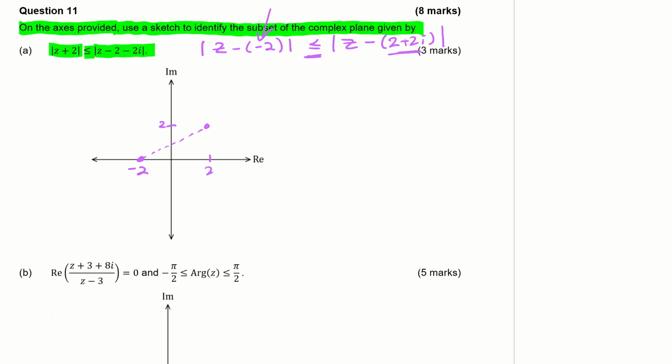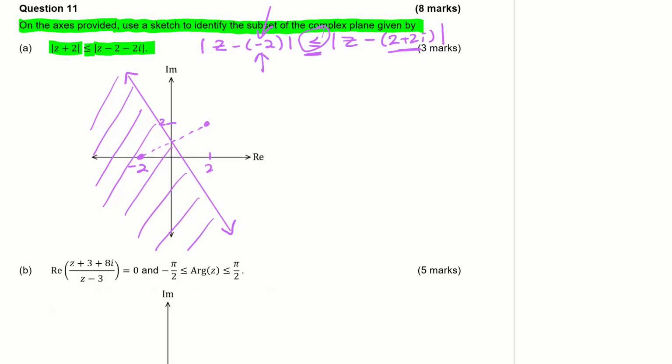The boundary line is going to be the perpendicular bisector of that segment. So it's going to come down like this. And then the inequality tells us we need to be closer to this point than the other one. And so we would shade this side.